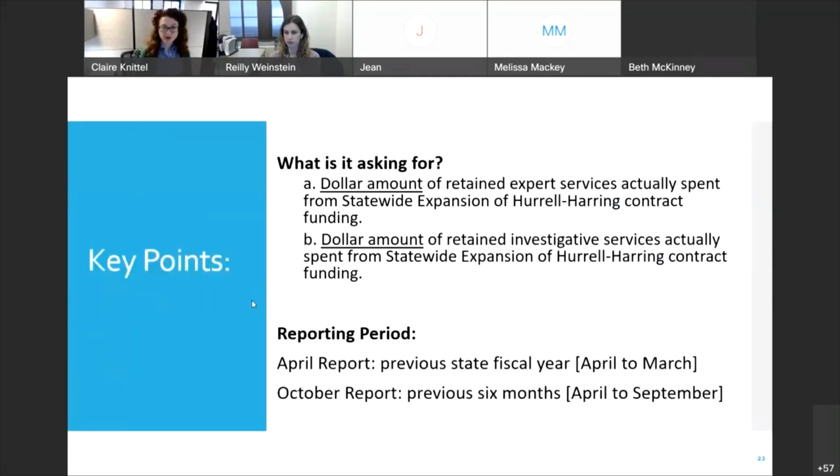So your reporting period here changes. For the April report, which is obviously what we're doing now, you're going to look at the previous state fiscal year. So that's April 1st, 2021 until March 31st, 2022. For October, it's only the previous 6 months, from April until September.